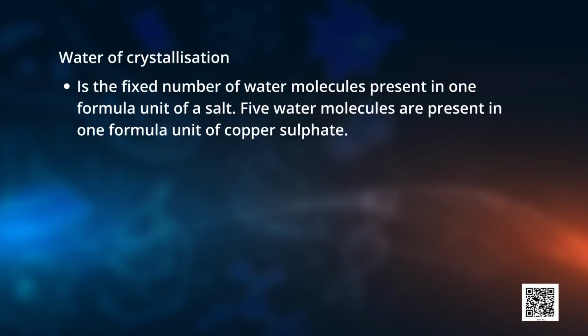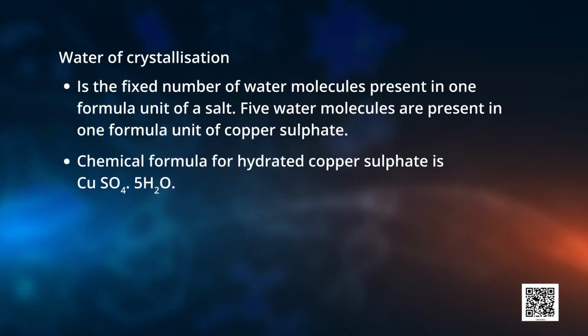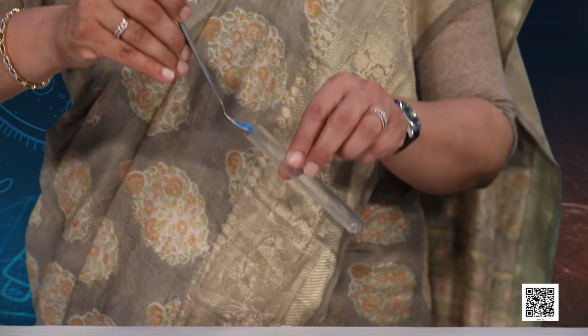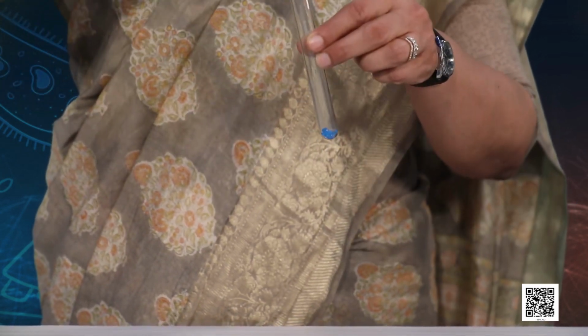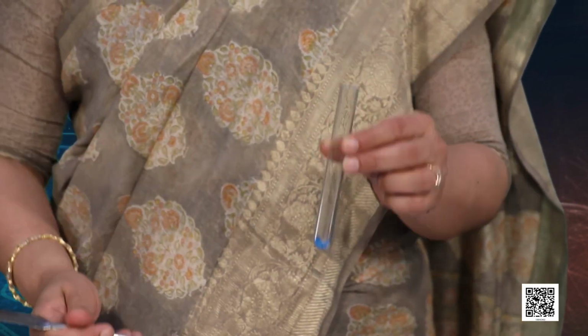We say that copper sulfate crystals have a formula CuSO4.5H2O, and these 5H2O, that is 5 molecules of water, are the water of crystallization. So, I will take a dry test tube and transfer some amount of this crystalline copper sulfate to the test tube. And now, let us heat it and see what happens.